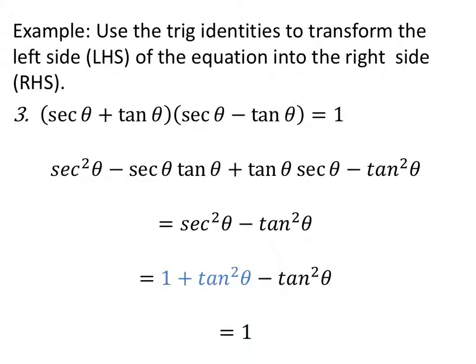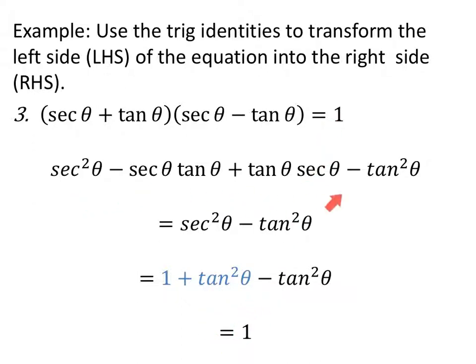But when I'm thinking squares, I naturally go to Pythagorean identities. And I know that secant squared of theta is the same as 1 plus tangent squared of theta. Go back to your Pythagorean identities, check it out. Right, there it is. I'm right. 1 plus tangent squared theta minus tangent squared theta. Now these two cancel out and I get my right-hand side of 1.